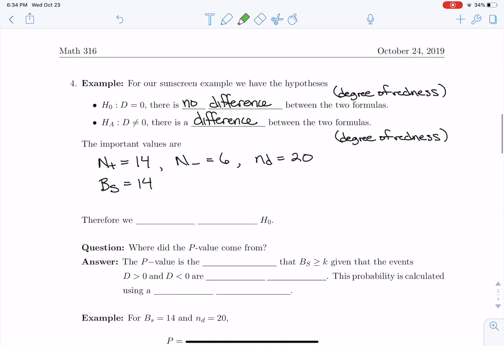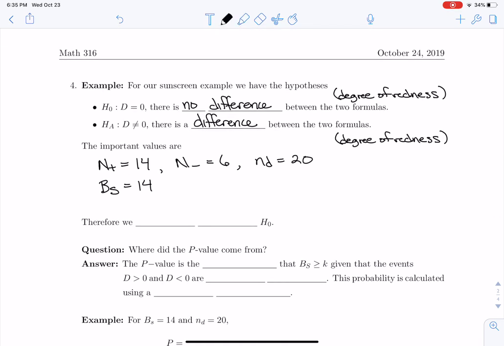So corresponding to our test statistic of 14 and our number of data points, 20, our p-value is going to be 0.115. And therefore, we cannot reject the null hypothesis. We cannot say that there's a statistical difference between the old formula on the left arm and the new formula on the right arm.